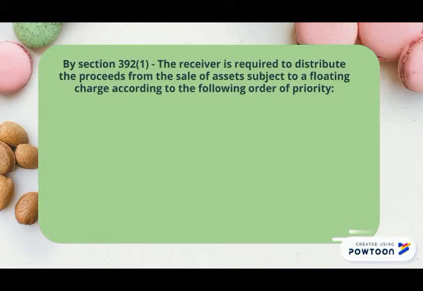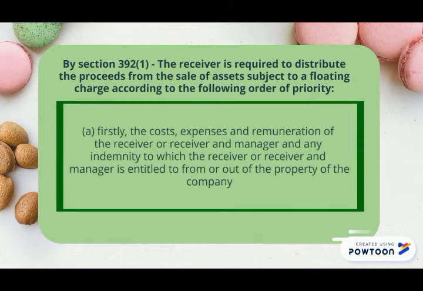By Section 392, Subsection 1, the receiver is required to distribute the proceeds from the sale of assets subject to a floating charge according to the following order of priority. A. Firstly, the cost, expenses and remuneration of the receiver or receiver and manager and any indemnity to which the receiver or receiver and manager is entitled to from or out of the property of the company.